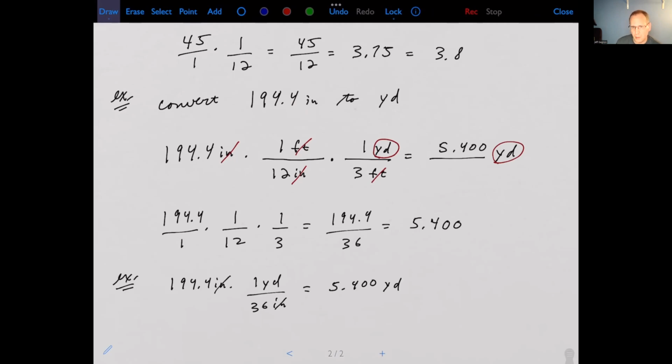So if you know that, it can be quicker, but sometimes it's easier to use multiple unit conversion factors, several in a row, okay? Especially if you don't know the direct relationship between those 2 units. Also, you may notice here that when I multiplied these 2 together, see how 1 times 1 is 1 and 12 times 3 is 36. So really this combination gives me the 1 over 36, 1 yard over 36 inches.